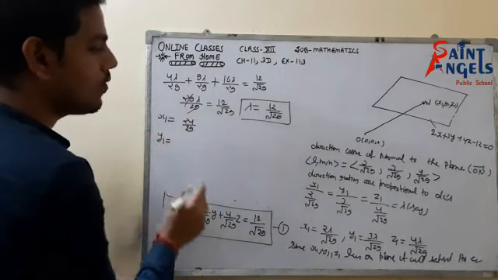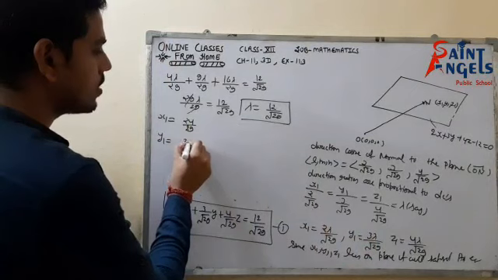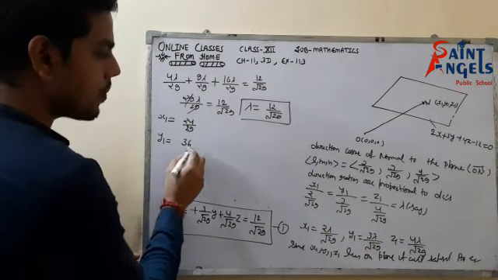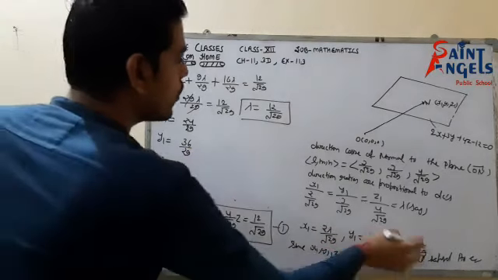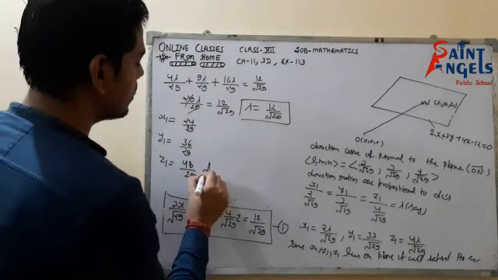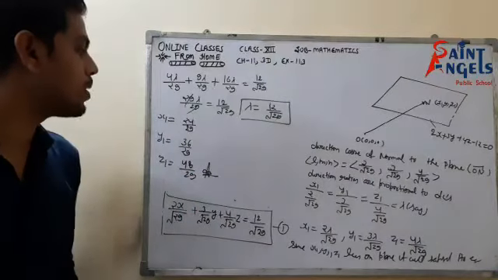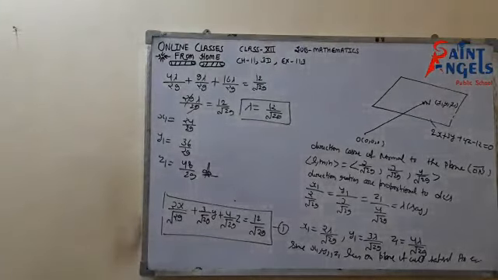y1 would be 3 lambda upon under root 29, so 36 upon 29, and z1 would be 4 into 12, 48 upon 29. So these are the coordinates of the foot of the perpendicular. Okay students, so please pause the video and note it down.